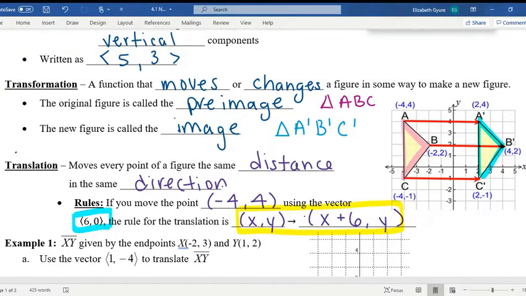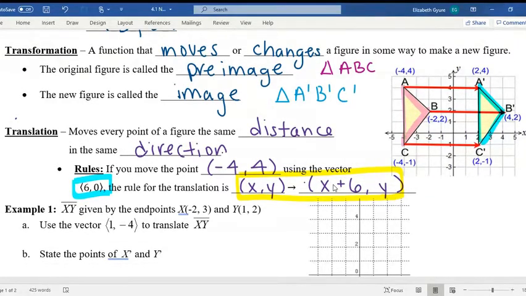Take any point (x, y), add 6 to your x, which means move it right 6, and do nothing to your y. That means don't move it up or down at all. Same idea, just written in 2 different formats, okay? And they're both on your homework, and we practiced both. This one is nice to use if you don't have a picture. You literally treat it with addition and subtraction. If you're moving something down, subtract it. If you're moving something up, add it.